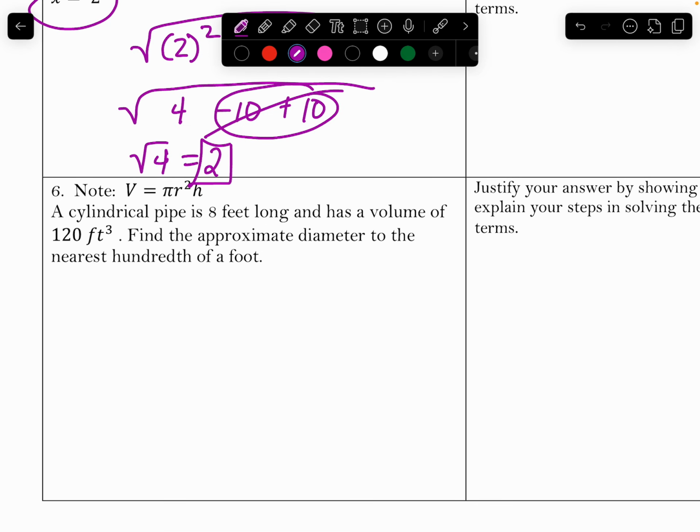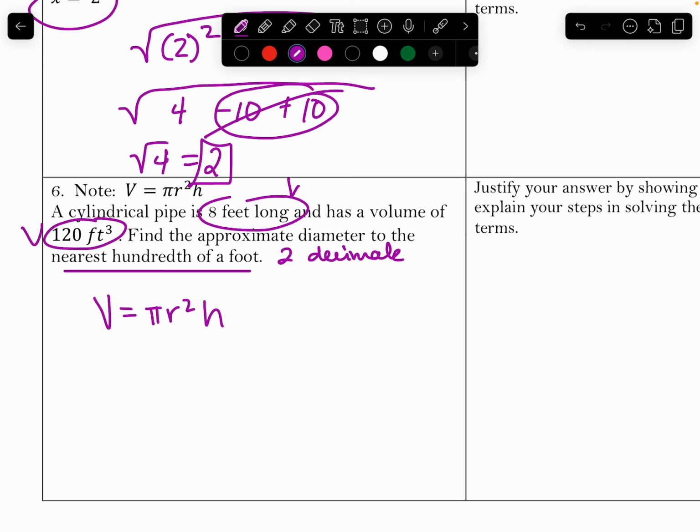This is what we've been doing. A cylindrical pipe is 8 feet long and has a volume of 120 feet cubed. Find the approximate diameter to the nearest hundredth of a foot. That means you need 2 decimals here. So V equals pi r squared height. So volume would be 120, 8 feet long. That's your height. 120 equals pi r squared times 8.